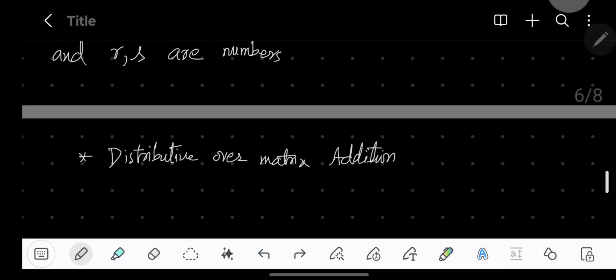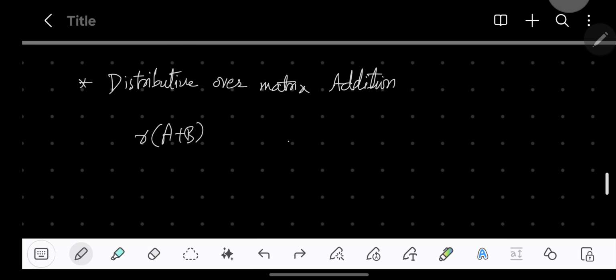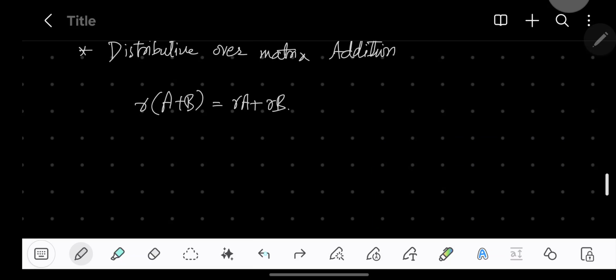Okay? So the first property is the distributive property over the matrix addition. What is meant by this? If you have a scalar and there are two matrices which are being added and there is a scalar which is being multiplied, then this scalar will be multiplied with this as well as with this. So I have multiplied R with both.